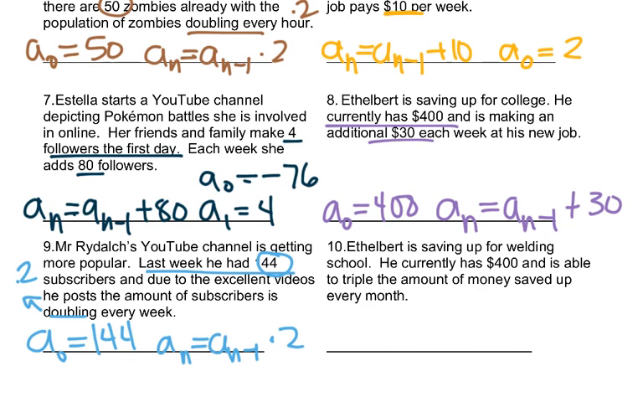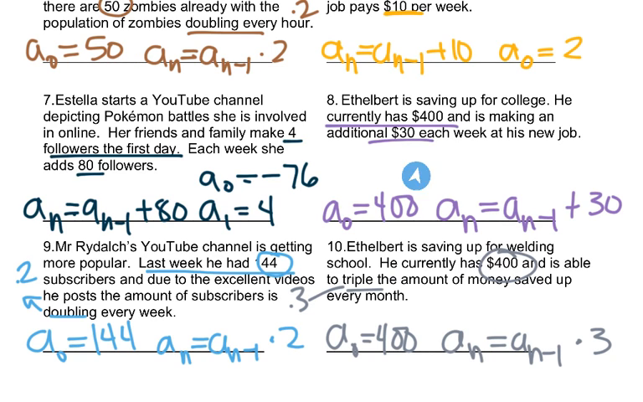Okay? Alright, number 10. Ethelbert is saving up for welding school. Man, this Ethelbert is really doing a lot, isn't he? He currently has $400 and is able to triple the amount of money saved up every month. Okay? So that triple, that tells us it's timesing by 3, so geometric. He's starting out with 400. Okay? But his growth is timesing by 3 each time.